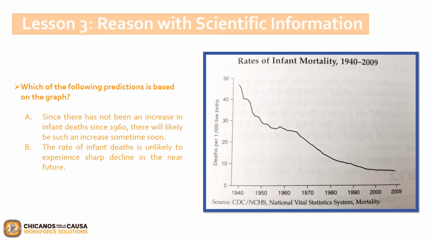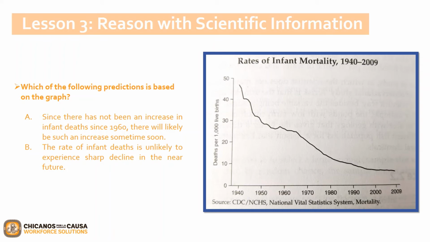Now, answer A depicts that there has not been an increase in infant deaths since 1960. However, the graph does not state the reasons behind the deaths themselves. Thus, without knowing the factors, we cannot determine that there will be an increase in mortality deaths soon. That's too much of an assumption.